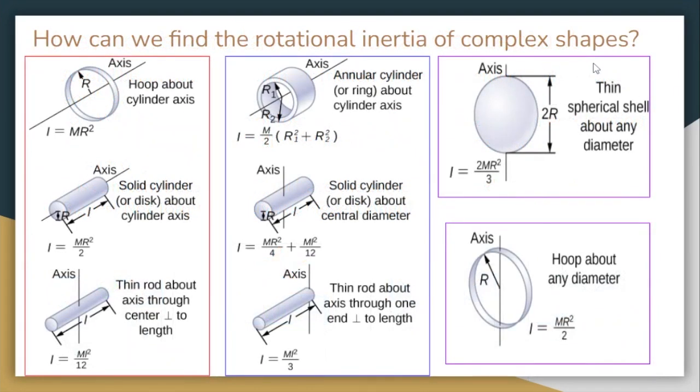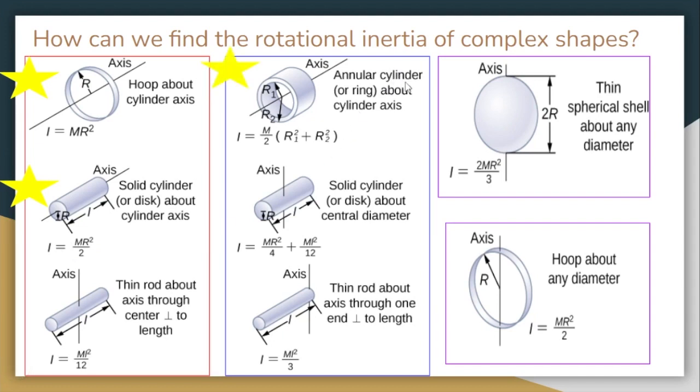I want to show you guys some common shapes that we might see for moment of inertia. Up here we have a hoop about a cylinder axis. We've used this before in lab, but we might see this again later on. It's a very common shape that we use in physics. Its moment of inertia is mr squared. You do not need to memorize any of these, but I want to make sure that you guys see these and are used to them when they pop up. Next, we have a solid cylinder, and this moment of inertia is mr squared over 2.